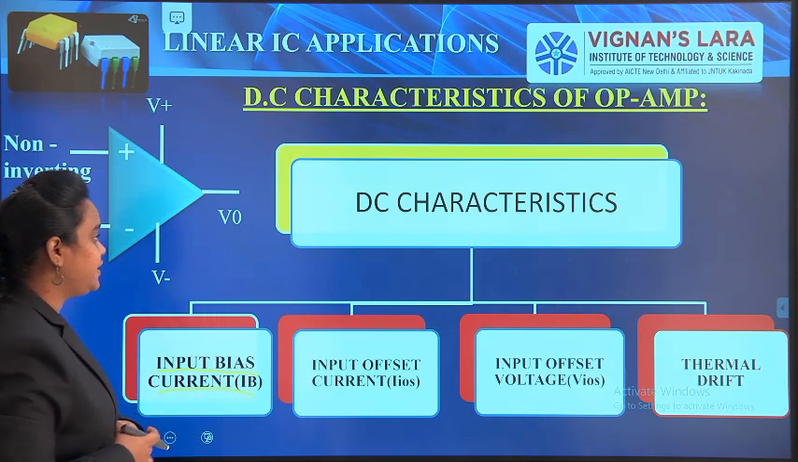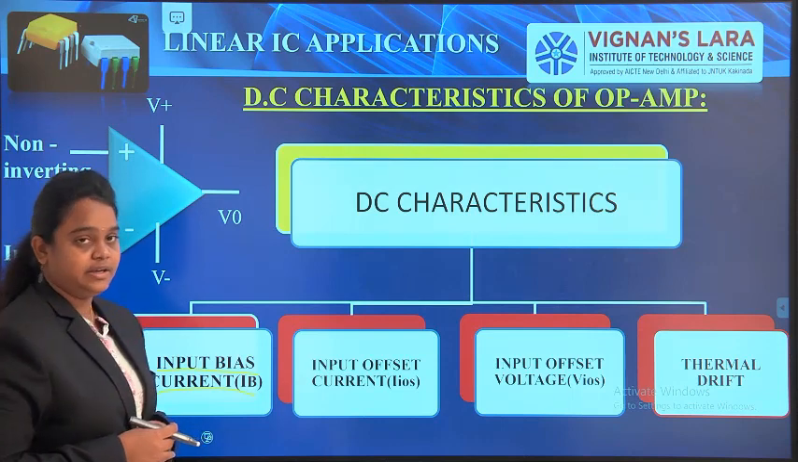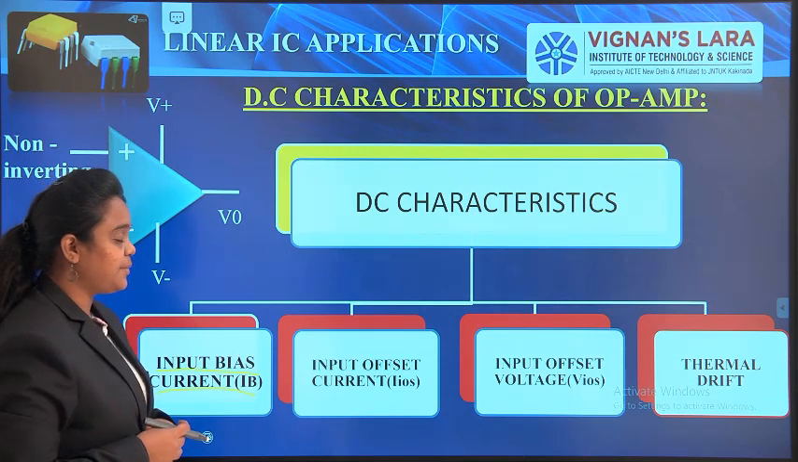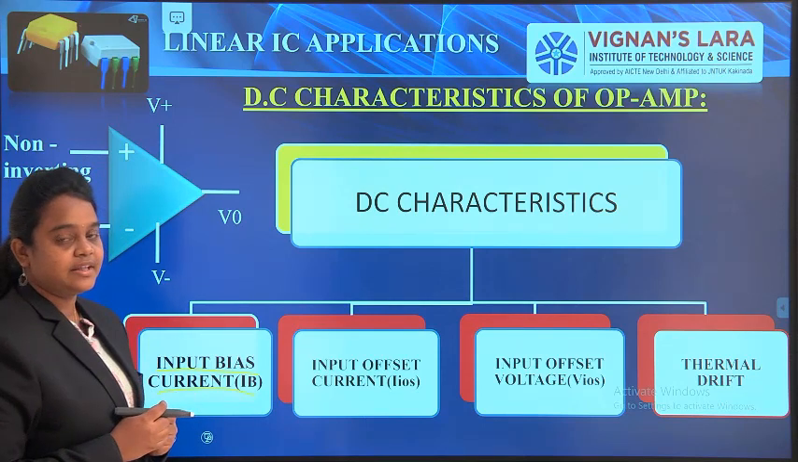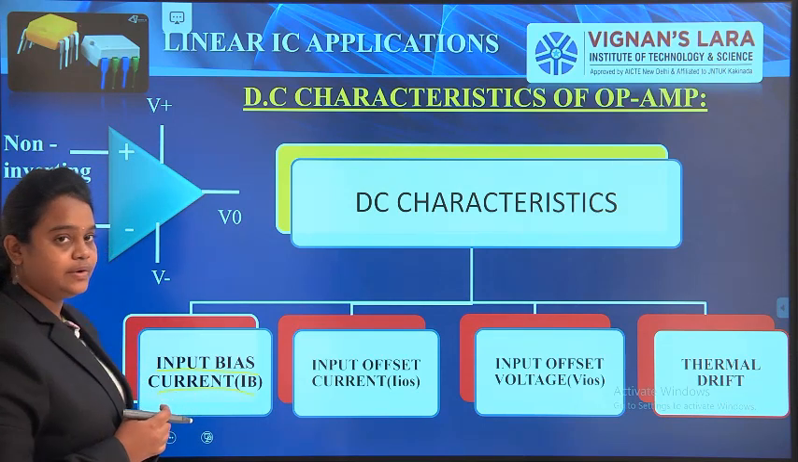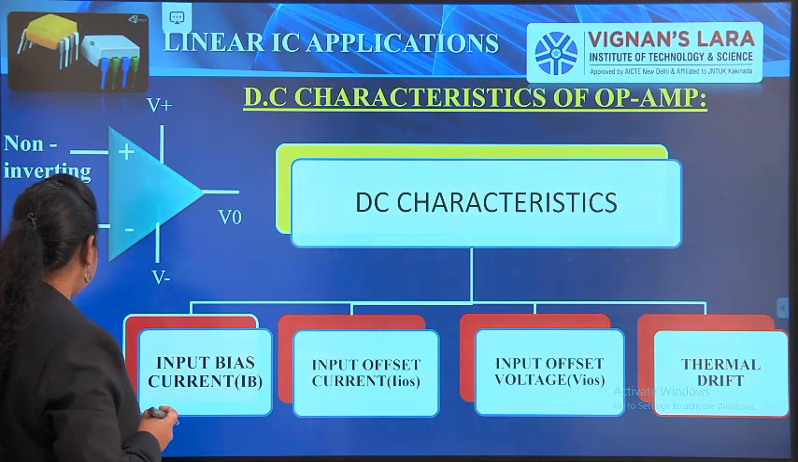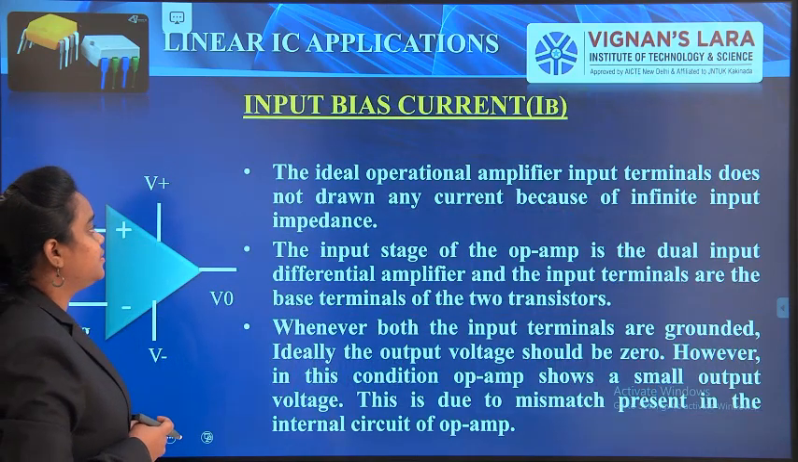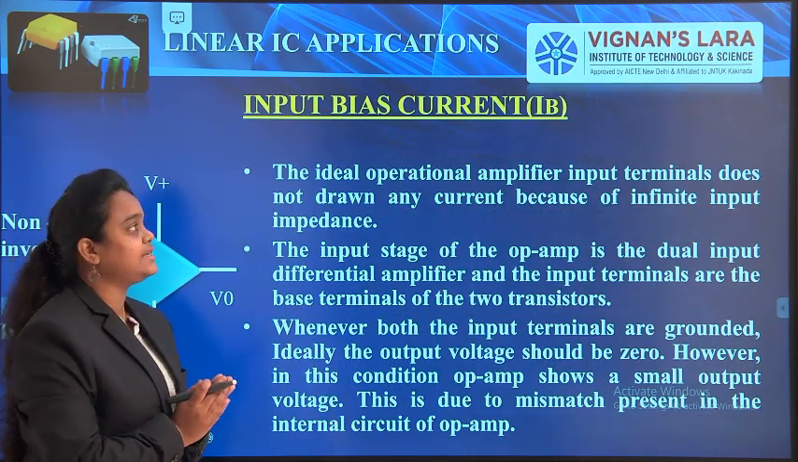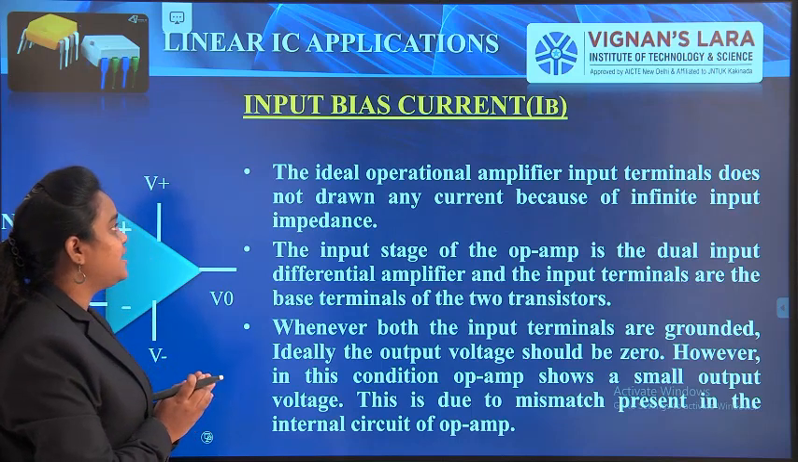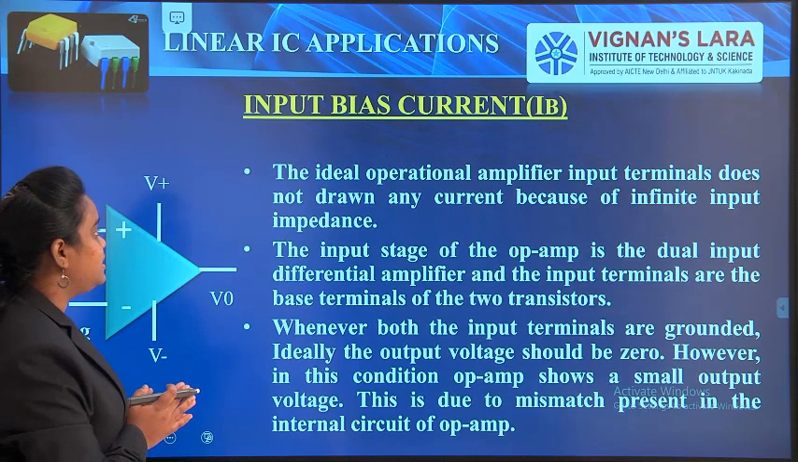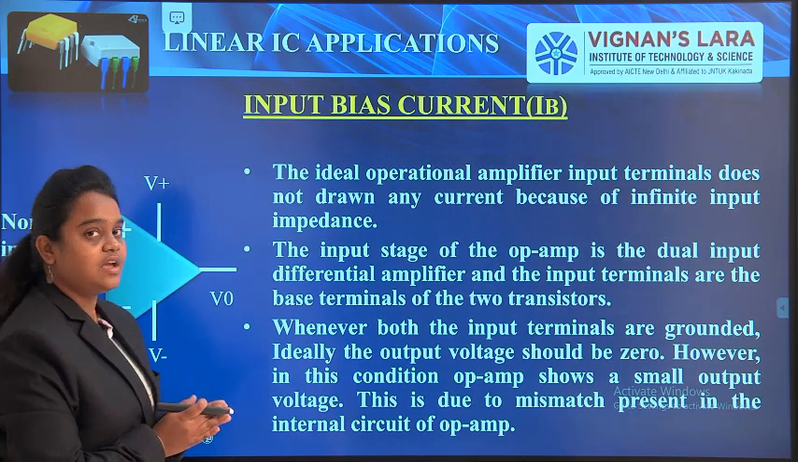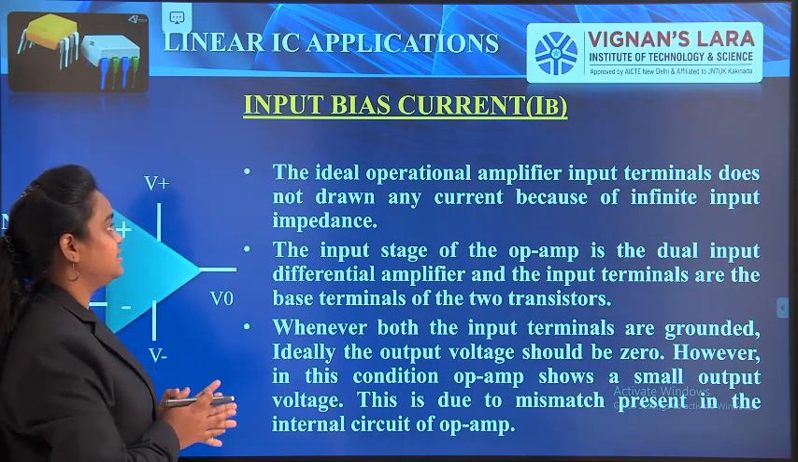What is the effect of a bias current in this op-amp circuit? I am going to explain what the effect of having the bias current in the circuit is. One of the DC characteristics of op-amp is the input bias current. Input bias current means we have a current in the input terminals of the two transistors.